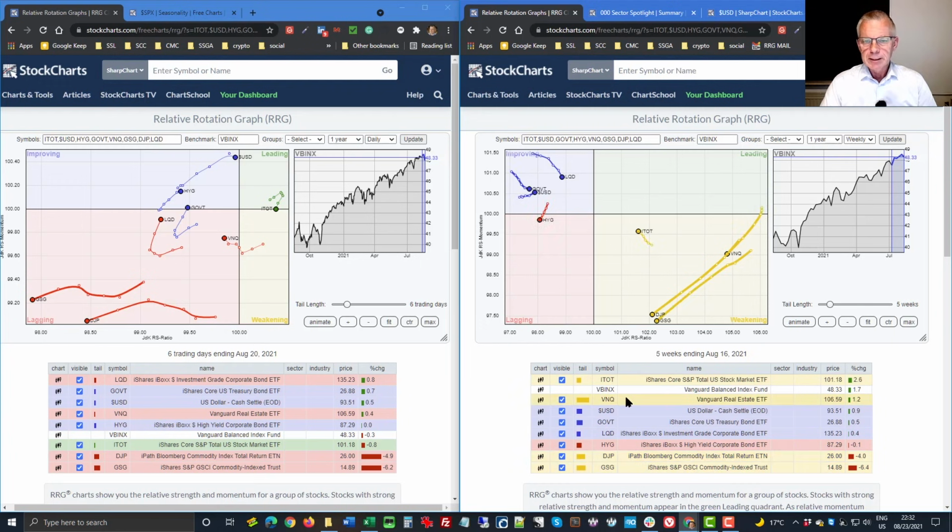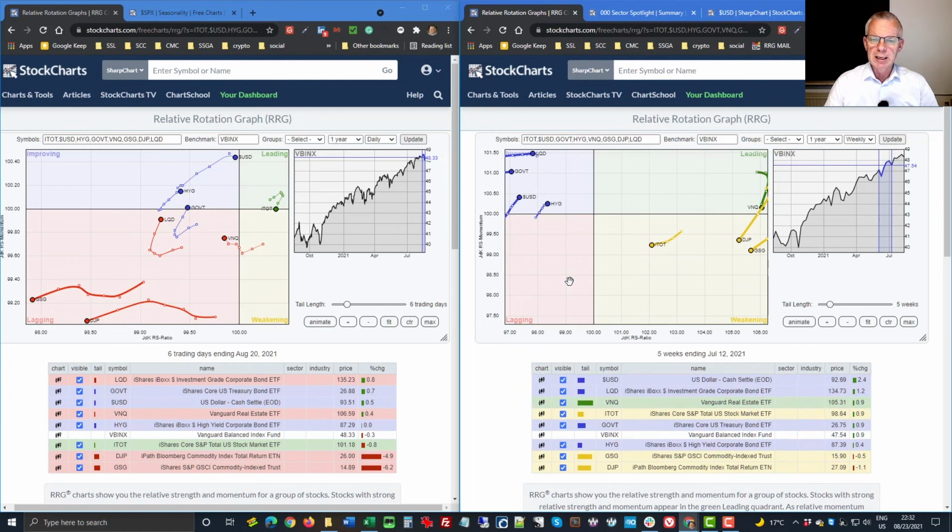Looking at the other asset classes, we see stocks still picking up, but look at those week-to-week observations on the ITOT tail. They're very close together. So that move up there in terms of momentum is creeping up, but it's still losing on the relative strength scale. So it's still moving to the left on the RS ratio scale. And we see a similar move for GOVT, although on the opposite side, similar for LQD. And then high yield is actually rolling over and crossing into the lagging quadrant.